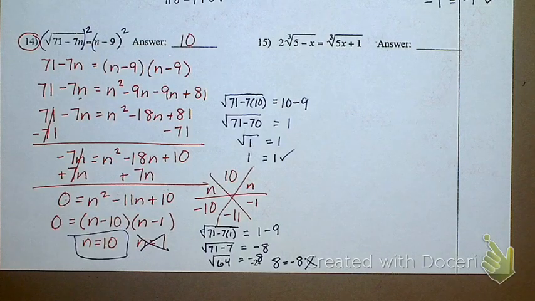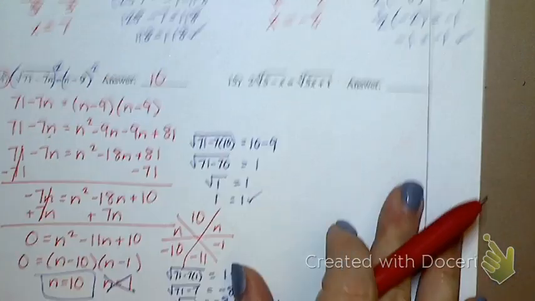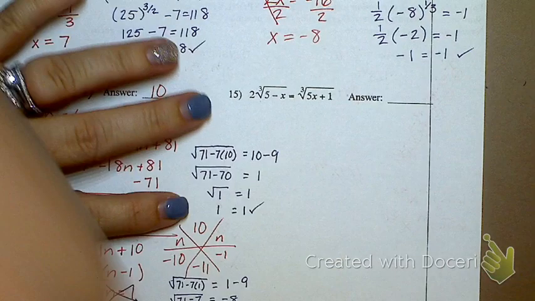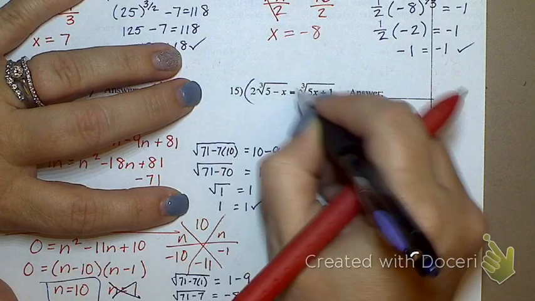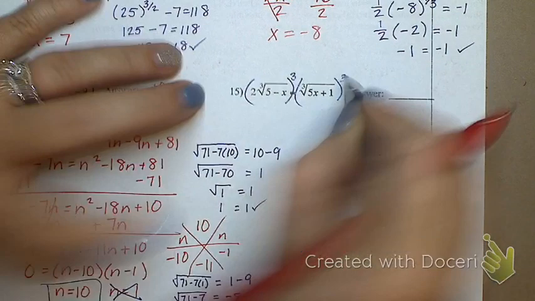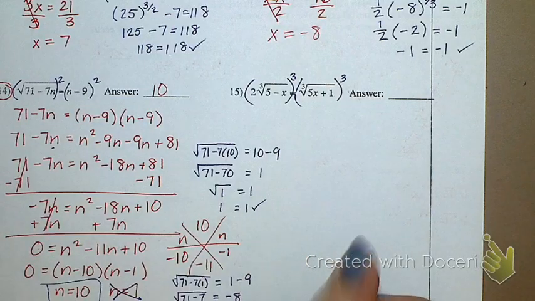All right, ready for the last one? Good answer. All right, I have radicals on both sides. Is at least one of my radicals by itself? Okay, so I'm ready to raise both sides. What am I going to raise both sides to? The third power, because that's what's going to cancel out the index of 3.